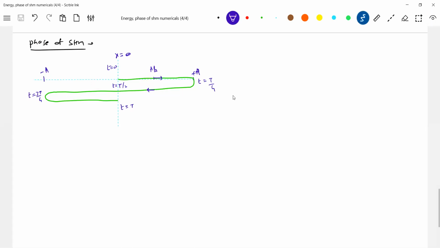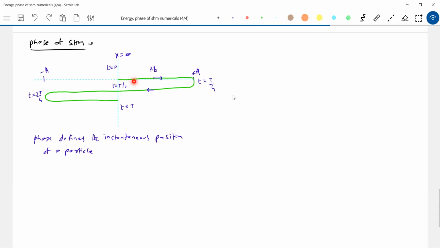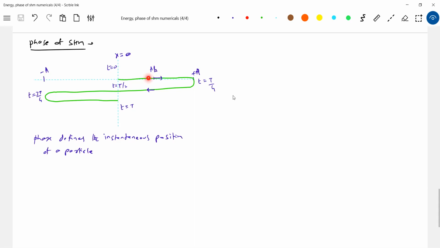So what is the phase now? How to define phase? Phase defines the instantaneous position of a particle, at that instant. Suppose that it takes 2 seconds to complete one oscillation. Let's assume that. At t equal to 0.4 seconds, where is the particle? By phase, if I select the phase of this much, I can predict it here.